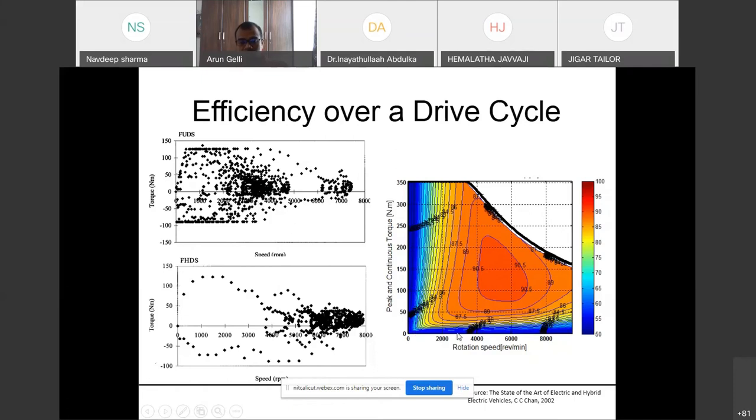So between 2000 to 5000 RPM, the operating points is here. If you overlap this particular one to here, then I'm actually operating at 87.5% efficiency, or 88% or 84%. So I'm operating my motor in this particular zone, which may not be really efficient, because your high efficient region is somewhere here and your operating region is here.